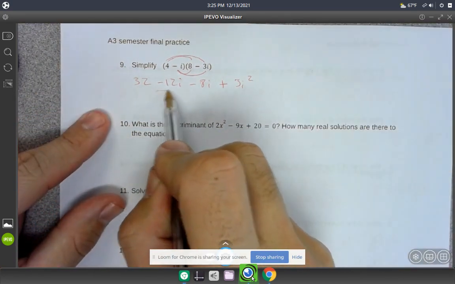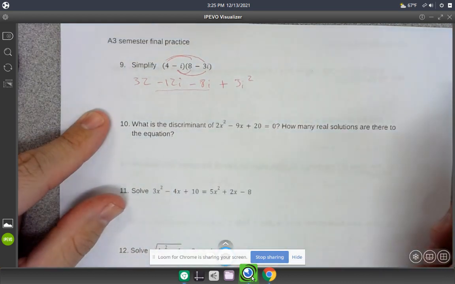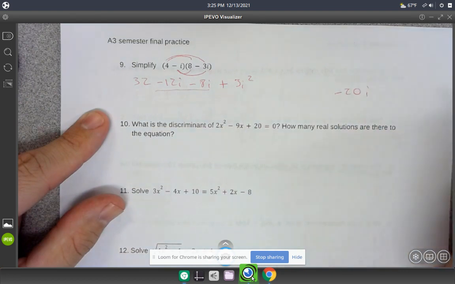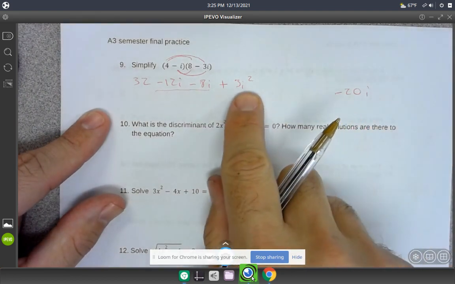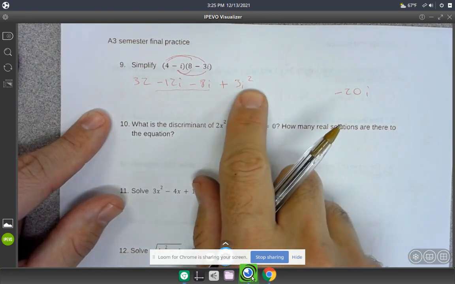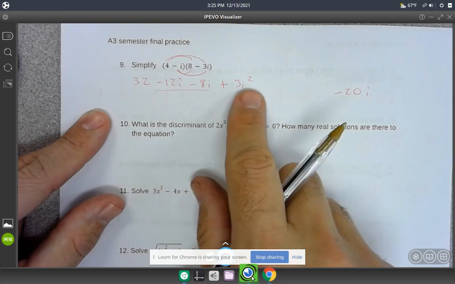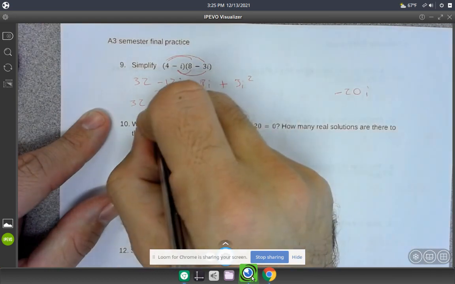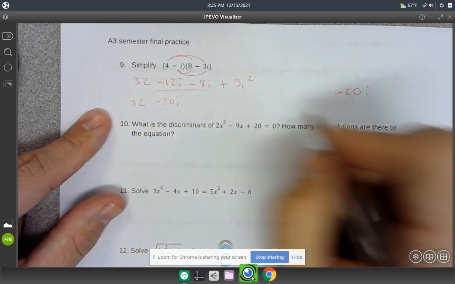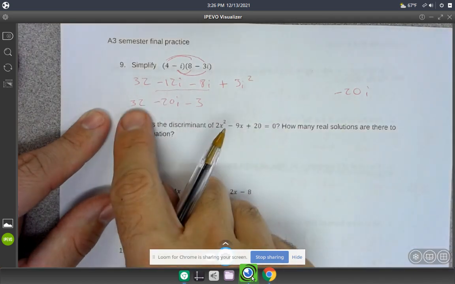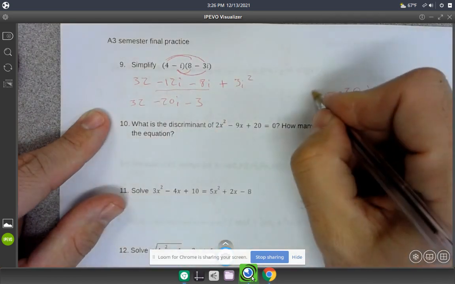These two here are going to combine to give you a negative 20i. And then the thing to remember is that i squared is equal to negative 1. So it's 3 times negative 1, which is going to make this a negative 3. So you've got 32 minus 20i minus 3. So that's going to give us a positive 29.